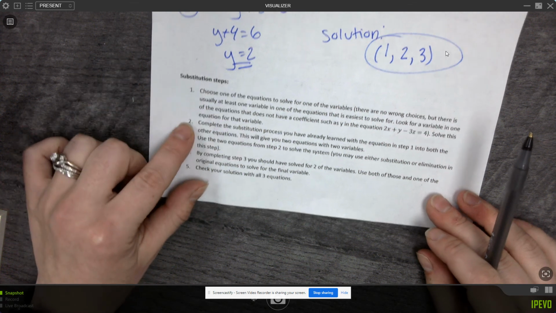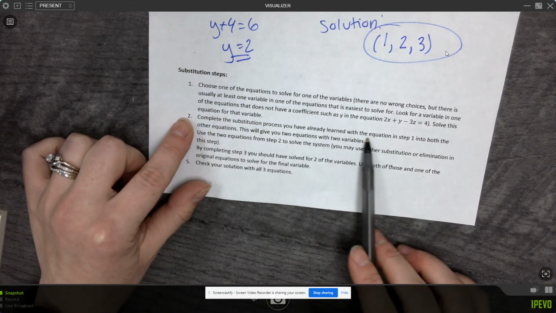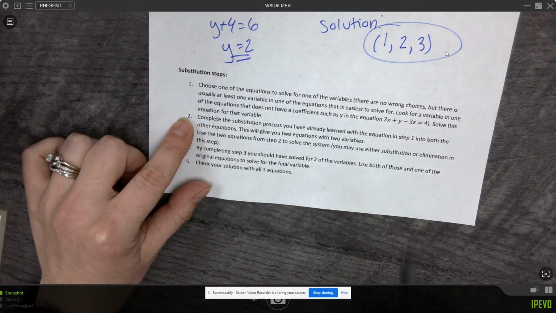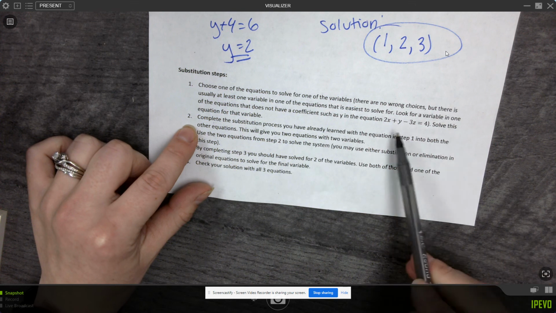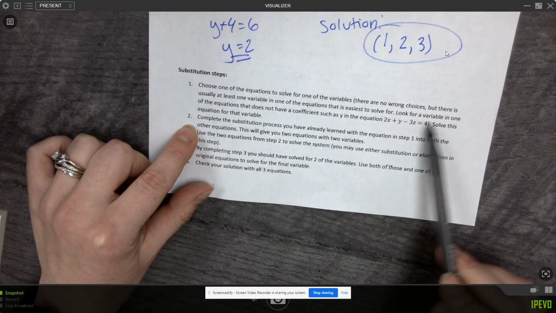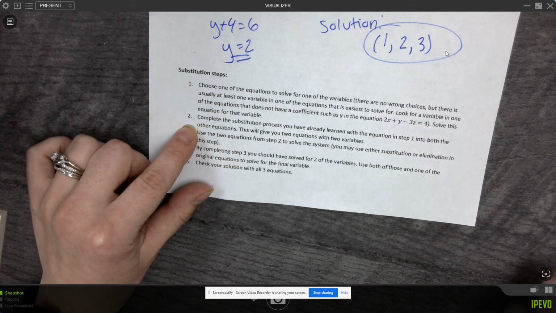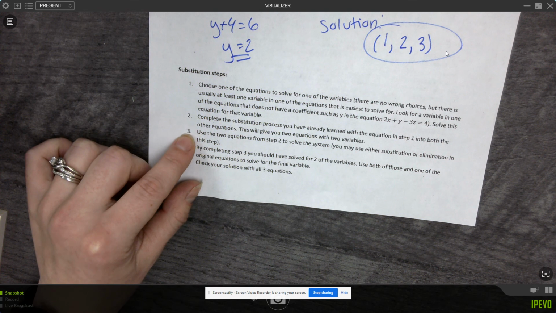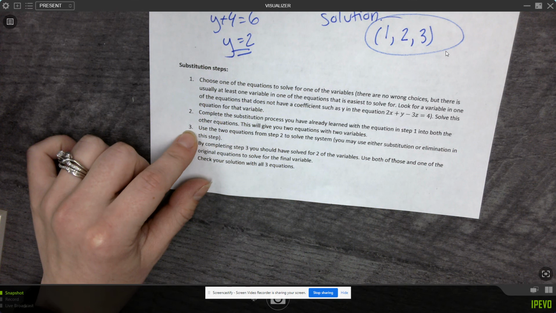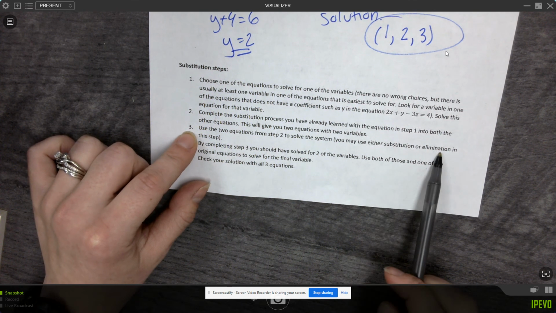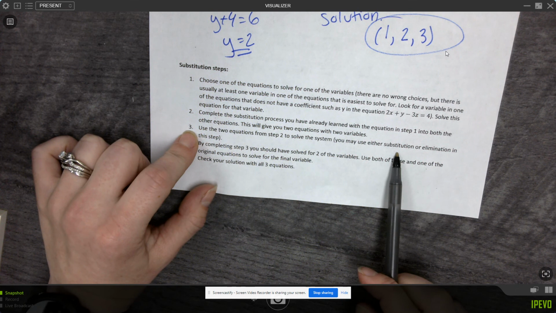Okay, just be aware. You're going to complete the substitution process like you've already learned previously, using both of your other equations. You're going to substitute in. So if I solved this for y, I'm going to substitute whatever it equals into y in both of the other equations, so that those two equations will now both have x and z in them, but there should be no y's anymore. You're going to use those two equations to solve your system just like before. And you probably then, you can use substitution or you could use elimination, but you are probably going the substitution route.